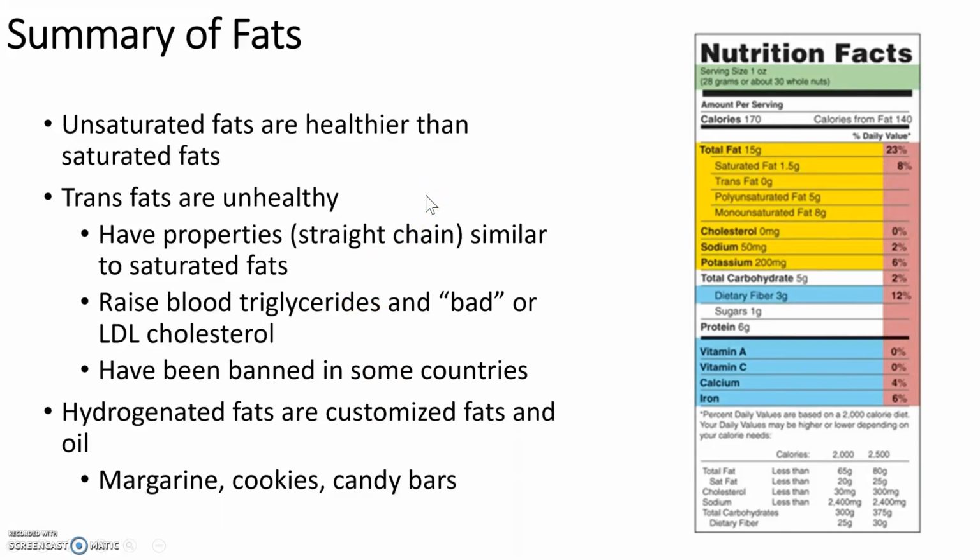So, in summary, we have lots of different properties associated with fats. All fats are from triglycerides. They are formed from fatty acids. And the structure of those fatty acids changes the properties of these fats.